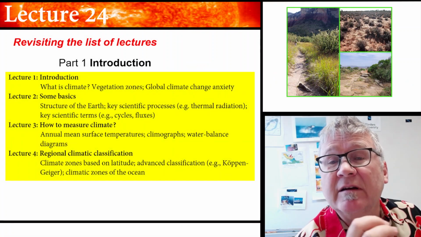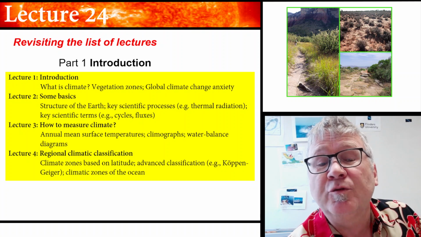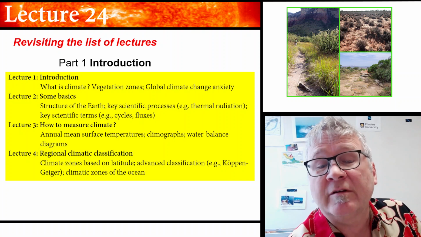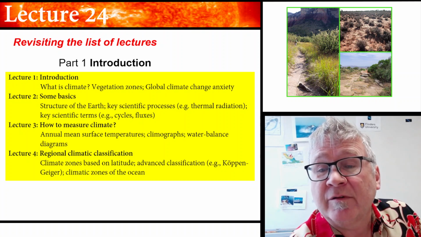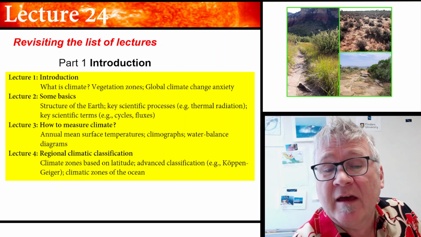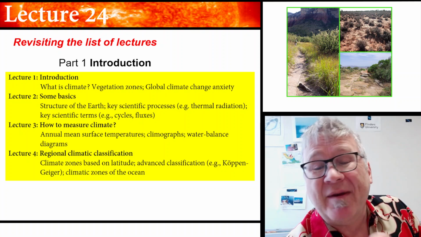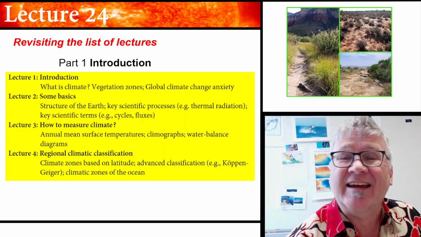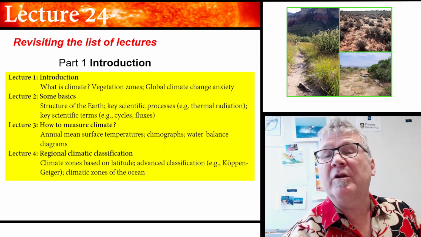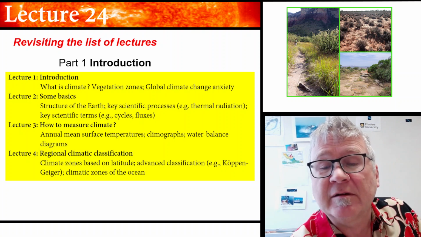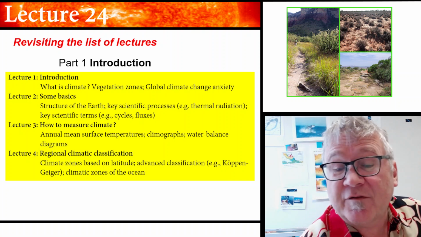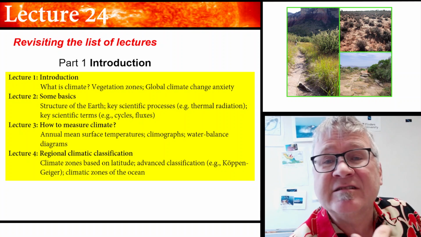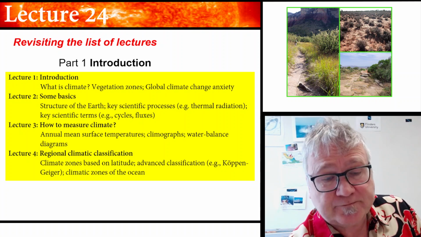Okay, so the lectures can be divided into parts. And the first part is really an introduction. Okay, and we looked at what is climate, looking at different vegetation zones that we have, looking at some basics, the structure of the Earth, and you learned what thermal radiation is and what cycles and fluxes are. And then we looked at how can we actually measure climate, and we looked at climographs, water balance diagrams. And that's all extremely useful stuff in order to understand the climate of a region.